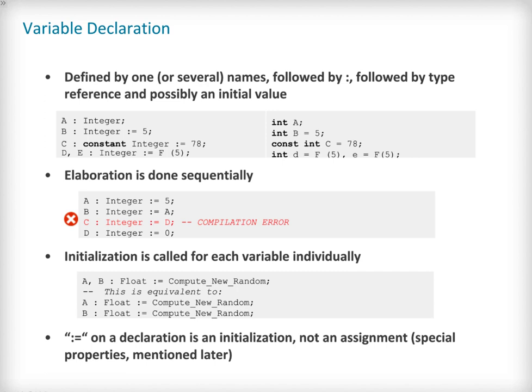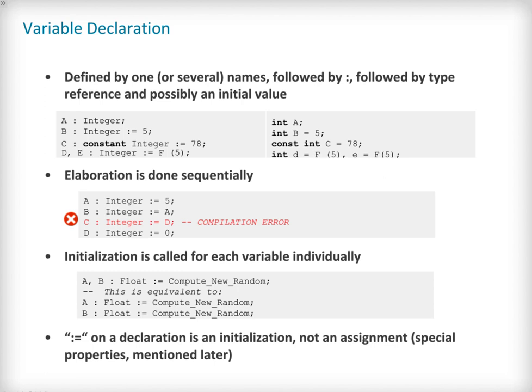It is possible to have initialization at declaration time. Here, for example, I'm saying that B is initialized with 5. Constants can be declared with the constant modifier coming right before the type name. In the case of a constant, an initialization is required.